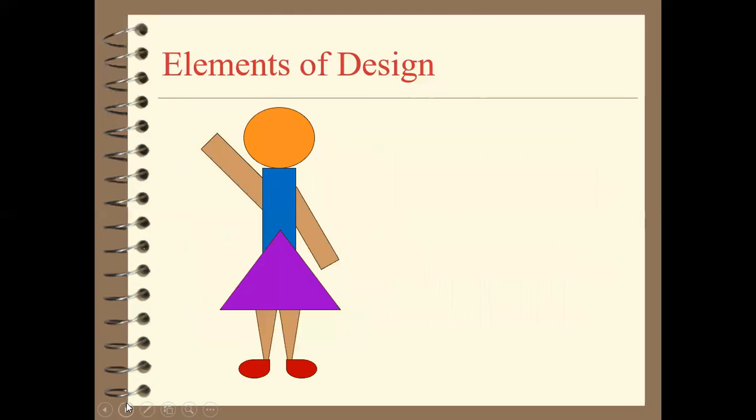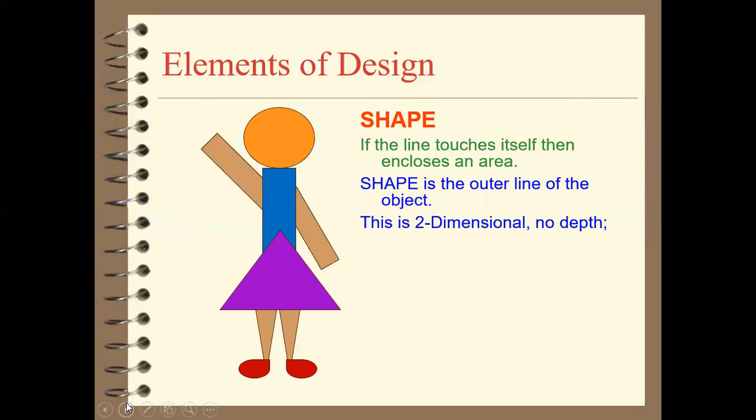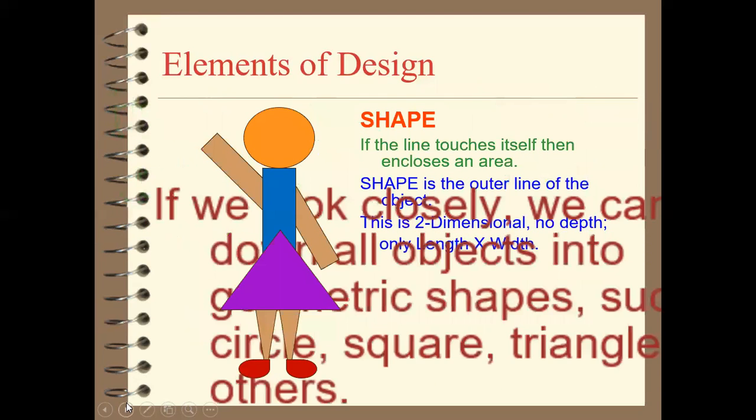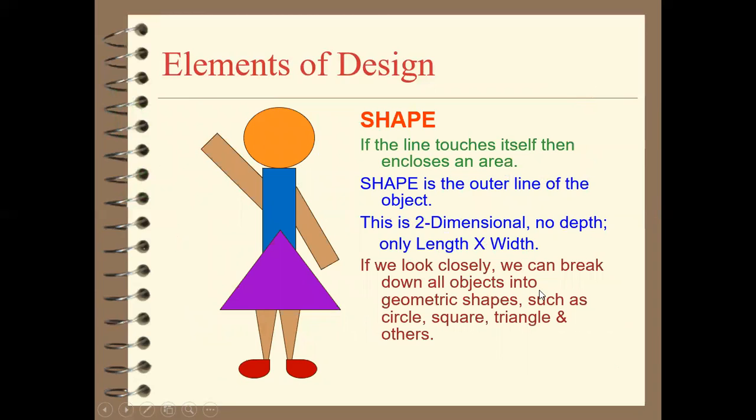Okay. So we have the third element of design, which is the shape. If the line touches itself, then encloses an area, then we call it a shape. So shape is the outer line of the object. This is two-dimensional. It has no depth, only length and width. If we look closely, we can break down all objects into geometric shapes such as circle, square, triangle, and others.